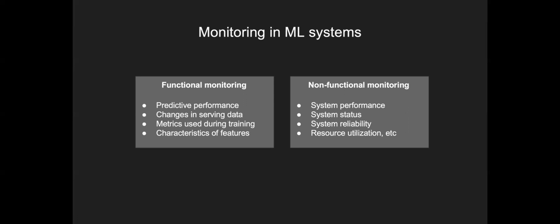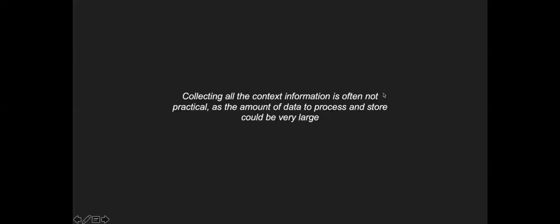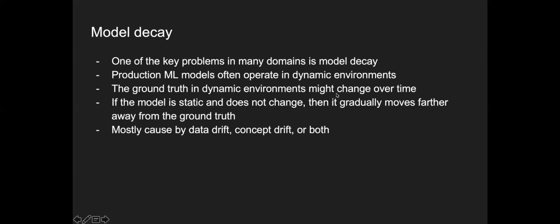And also changes in serving data, metrics used during training, and characteristics of features. And then you have non-functional monitoring, like system performance, system status, reliability, resource utilizations, and other things. Collecting all the context information is often not practical, as the amount of data to process and store could be very large. But it's important to collect some of these.